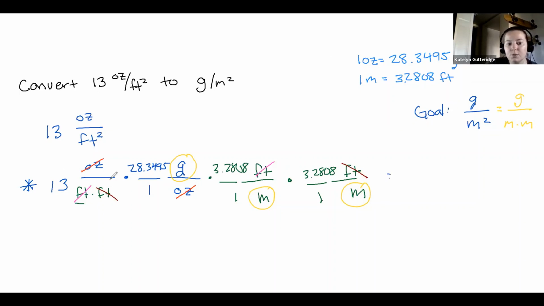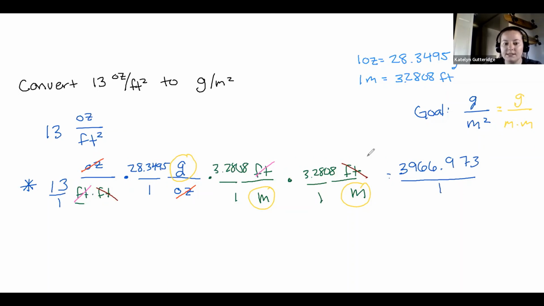So we take what's in the numerator. We're going to do the 13. So this 13, it's a whole number. So we think of it like 13 over 1. We're going to take 13 times 28.3495 times 3.2808 times 3.2808. This should give you 3,966.973. I'll stop at 3 decimal places. And then in our denominator, we have 1 times 1 times 1 times 1. So in our denominator, we have 1.